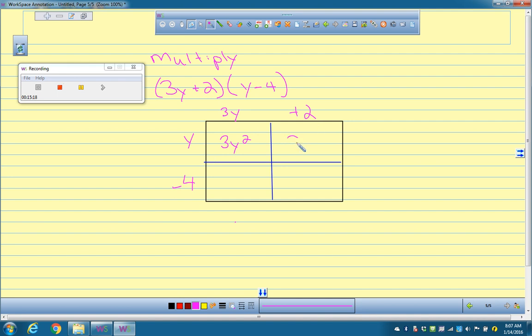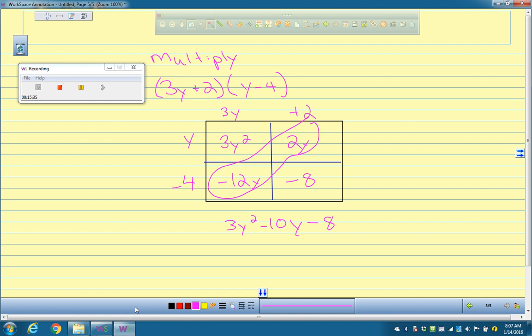2 times y makes 2y. Negative 4 times that, negative 12y. This times this gives you negative 8. And then combining those two like terms gives you 3y squared minus 10y minus 8. Everyone pretty much got that.